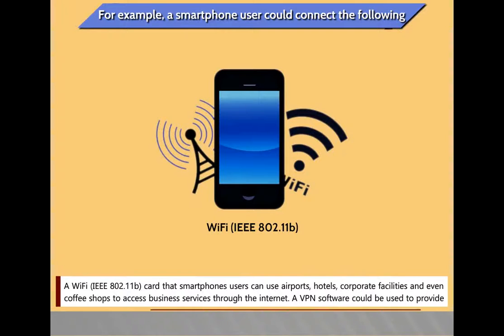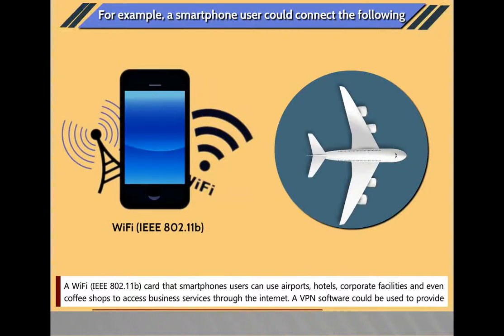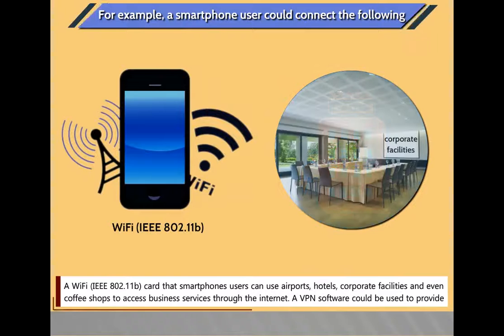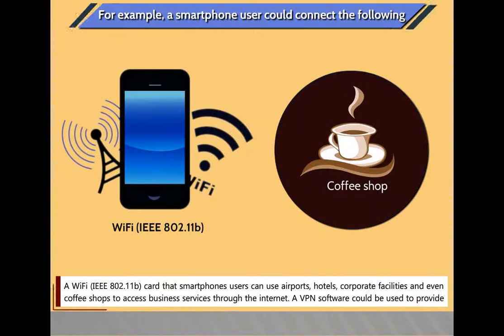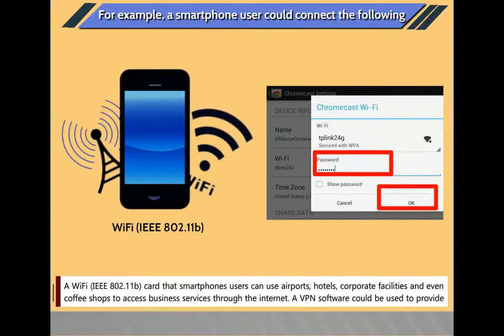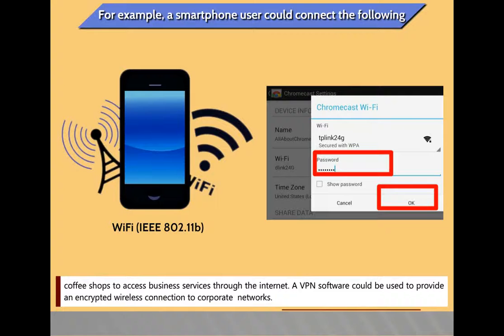A Wi-Fi card that a smartphone user can use in airports, hotels, corporate facilities, and even coffee shops to access business services through the internet. VPN software could be used to provide an encrypted wireless connection to corporate networks.